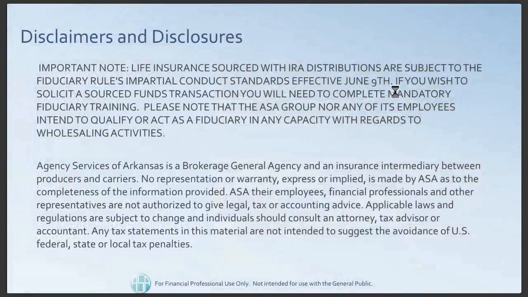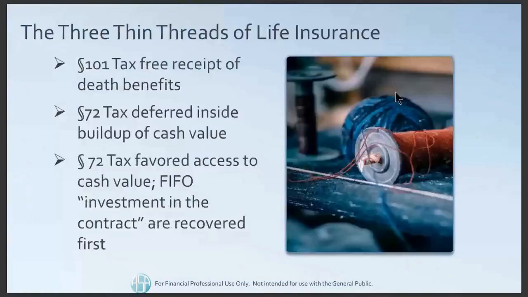The three thin threads of life insurance. If you attend industry meetings, primarily AALU, you'll hear this spoken about during the meeting, the three thin threads of life insurance, and what most industry lobbying groups try to protect. And that is under Section 101 of the Code, the tax-free receipt of death benefits. Under Section 72, tax-deferred inside buildup of cash value. And also under Section 72, the tax-favored access to the cash value.